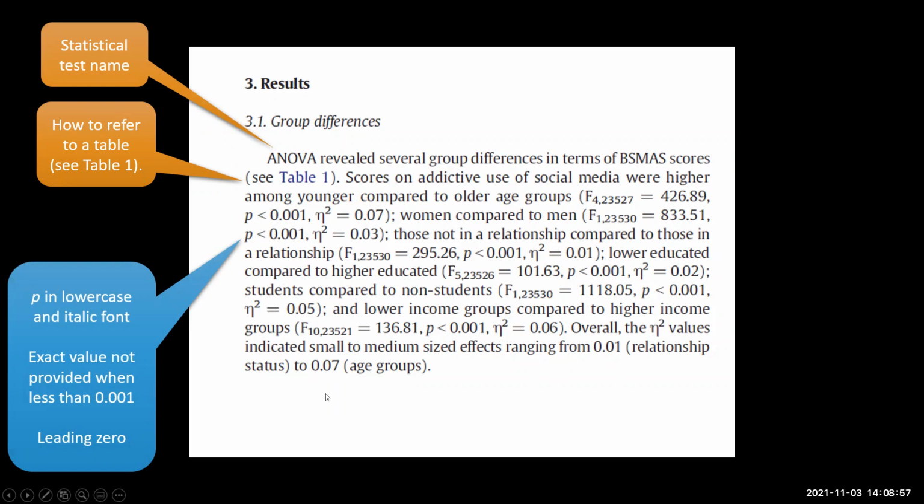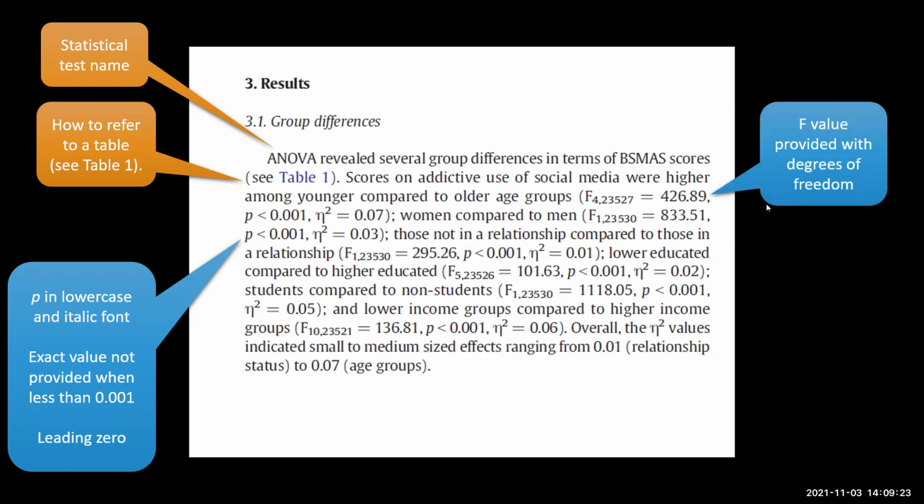This is most likely because this is such a big study with 23,000 people. Any kind of statistical test you do with a very large sample, you're likely to get a positive or a significant result. So the p-value is very, very low. There is a leading zero just before the decimal point, and we'll talk a little bit more about that.